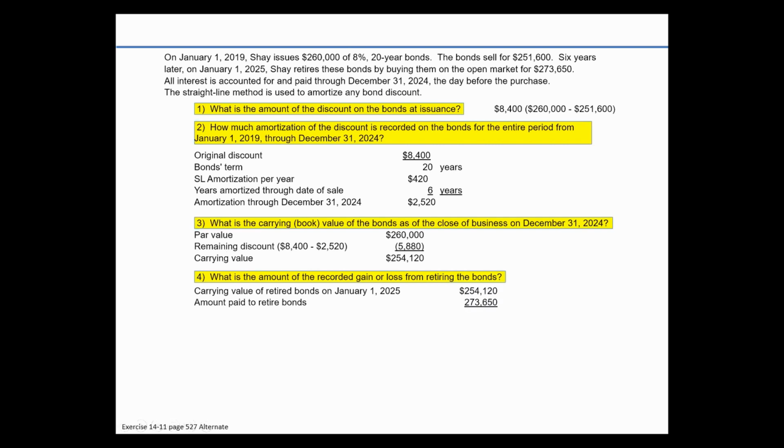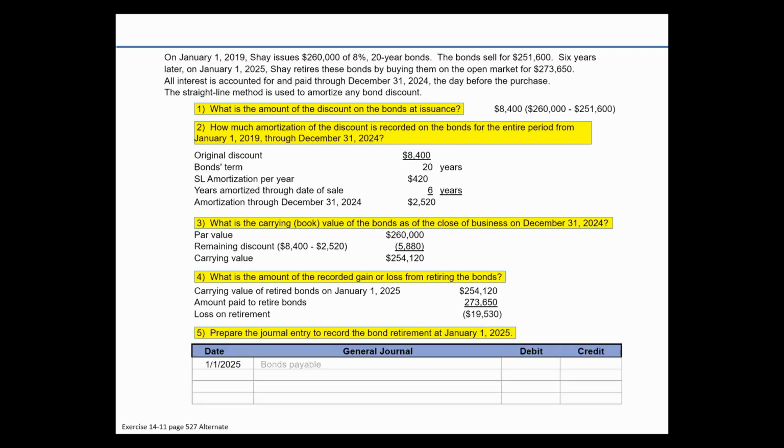And so the amount of gain or loss. So you have the carrying value of the retired bonds on January the 1st of 2025 of $254,120. The amount paid to retire the bonds was $273,650, and so the loss on retirement was $19,530.